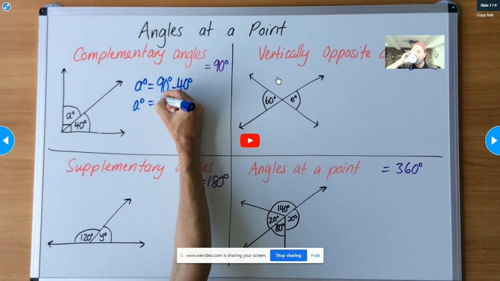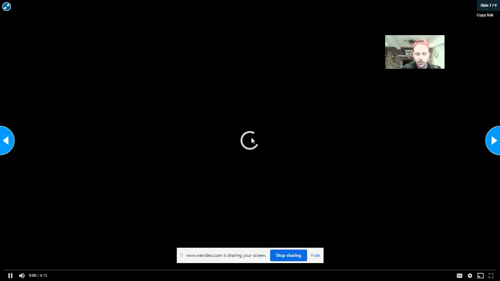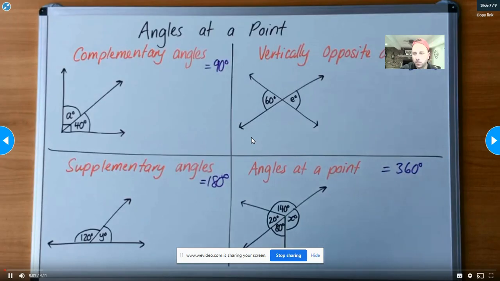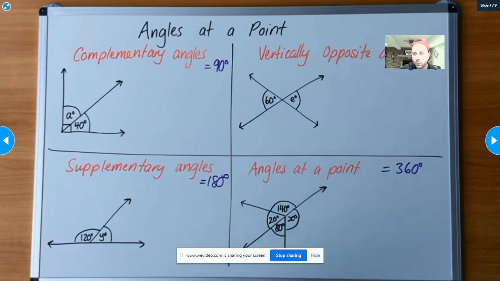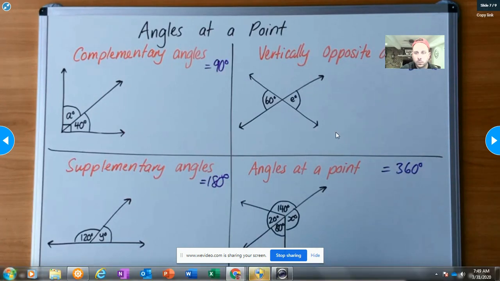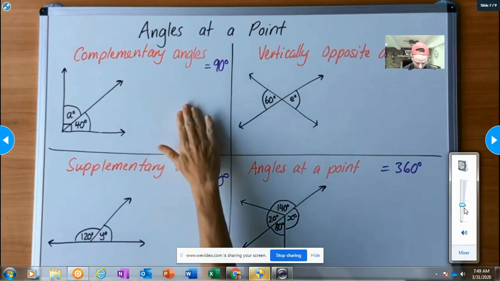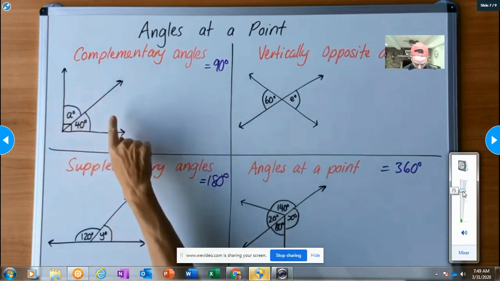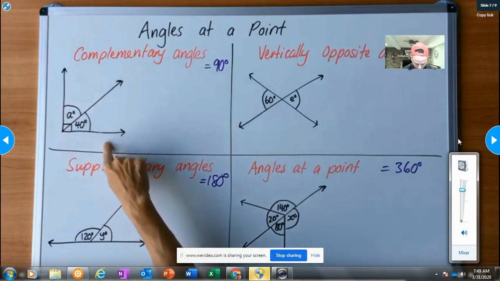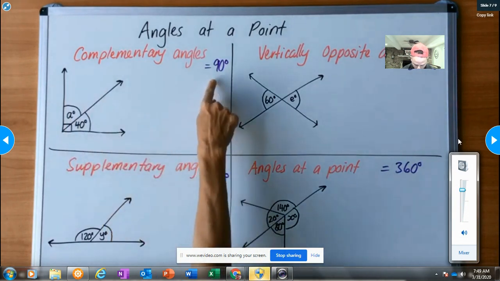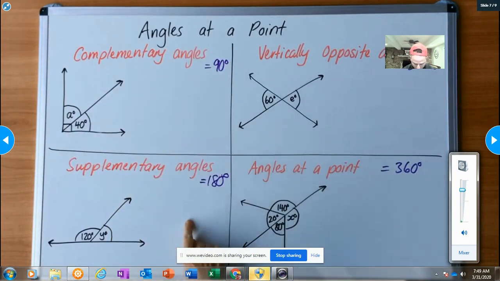In this video, we are going to focus on angles at a point. In particular, we have 4 different angles here. Complementary angles, where all the angles in this 90-degree angle add up to 90 degrees. Supplementary angles, straight line equals 180, so all angles on this line must equal 180.